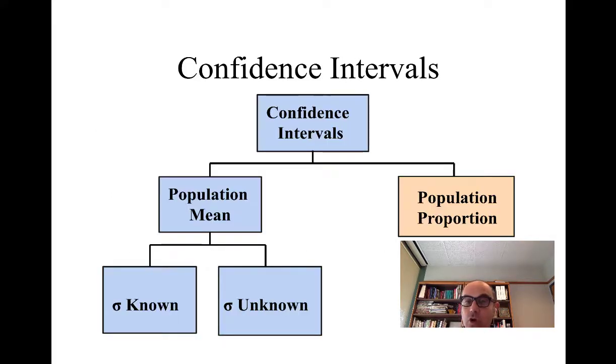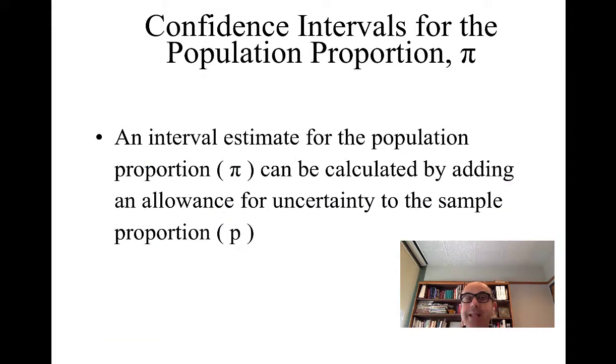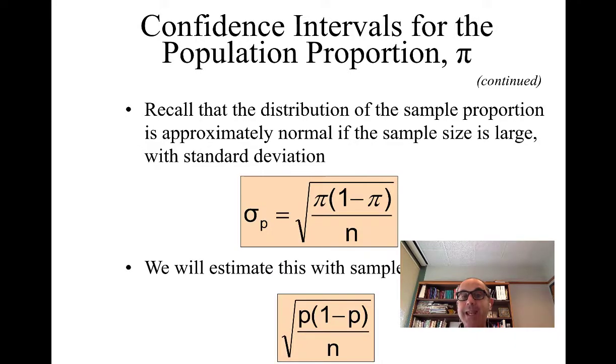But I'm going to turn over now. I talked a little bit about when sigma is known and unknown, but we also need to talk about the population proportion. The confidence interval for the population proportion, and again, the interval estimate of the population can be calculated by adding the allowance for uncertainty to the sample proportion.